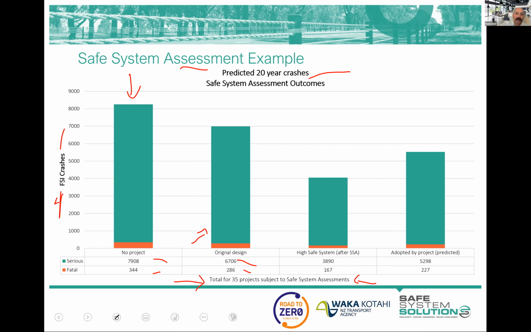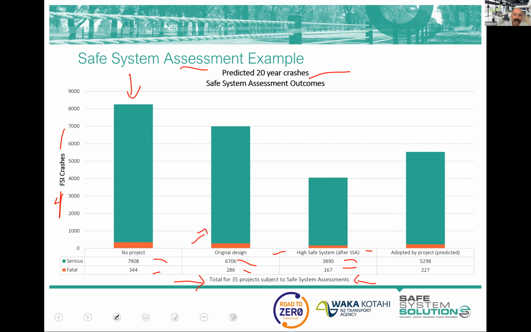Then the safe system assessment was done and made a whole lot of recommendations. The evaluation team looked through and took the ones with the highest alignment with safe system principles, the top ones, and putting them in dropped the numbers down to 3,890 serious injuries and 167 fatalities.